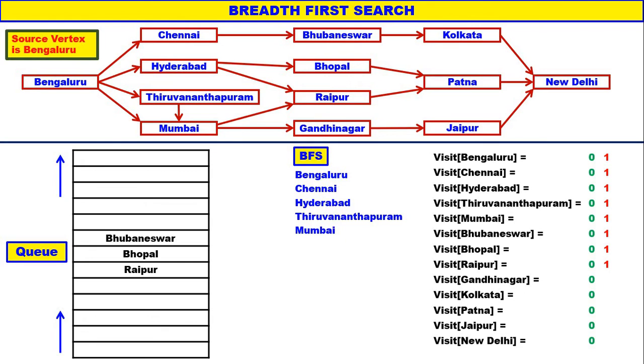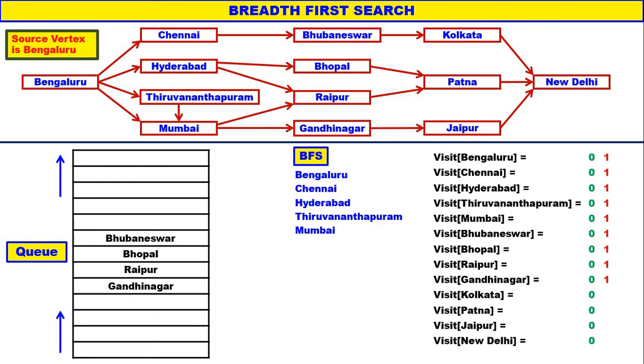Next, consider Gandhinagar. Can we add Gandhinagar to the end of the queue? Yes, because visit of Gandhinagar is equal to 0. Therefore, Gandhinagar can be added at the end of the queue. And after adding to the end of the queue, immediately visit of Gandhinagar will become equal to 1. That's all for Mumbai. Now again come back to the queue.